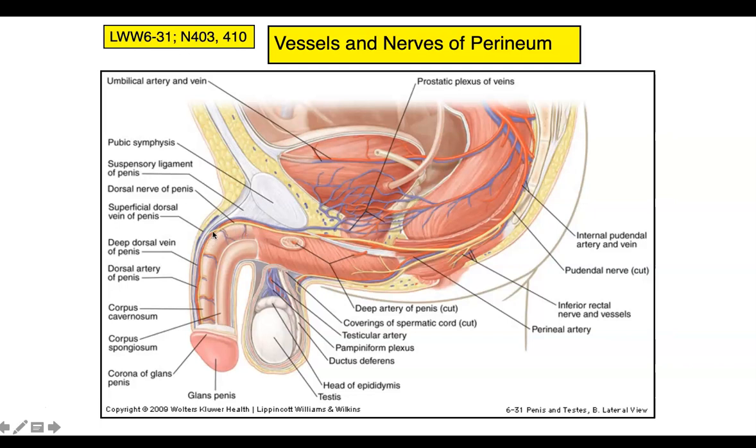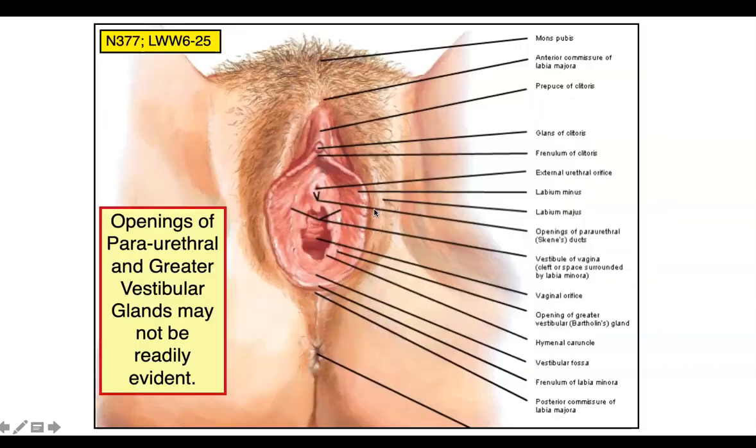This deep dorsal vein of the penis, you can see here, is draining under the pubis, and it enters into the pelvic cavity and drains into the prostatic venous plexus. So the deep dorsal vein is draining into the prostatic venous plexus. This is clinically important.